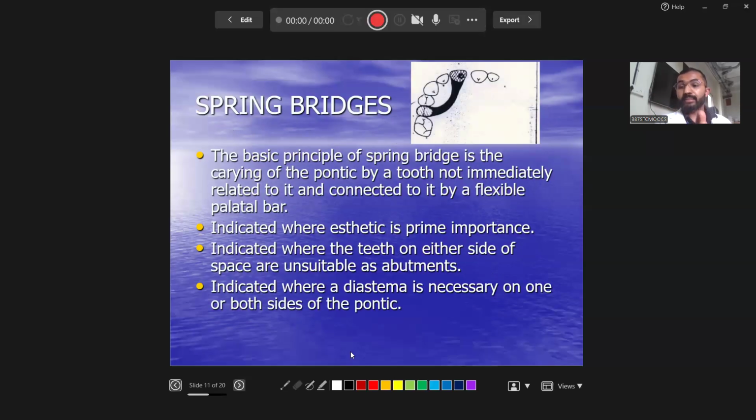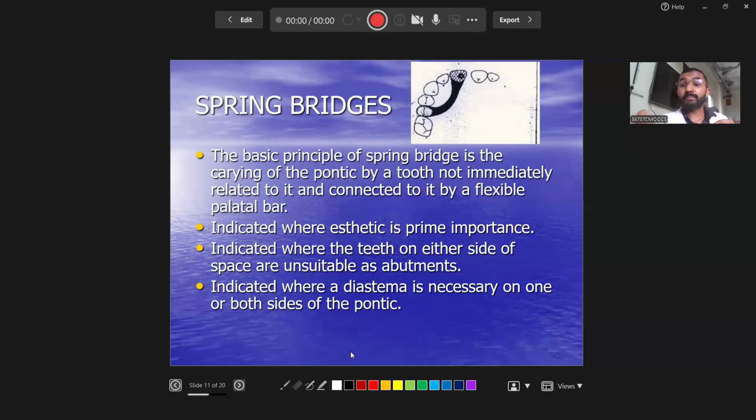Spring bridges are those bridges where we are taking the support of the posterior teeth. Here we are not taking support from the teeth adjacent to the missing tooth, and we might be taking it from another area in the same quadrant. Usually we are taking support from the maxilla. We don't take support from the mandible, and it is more aesthetically pleasing, and it can be given in cases of some kind of diastema also.